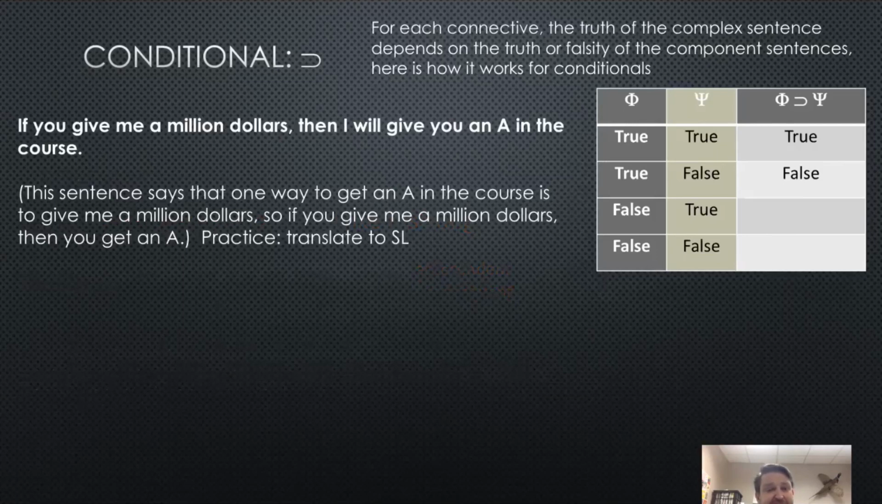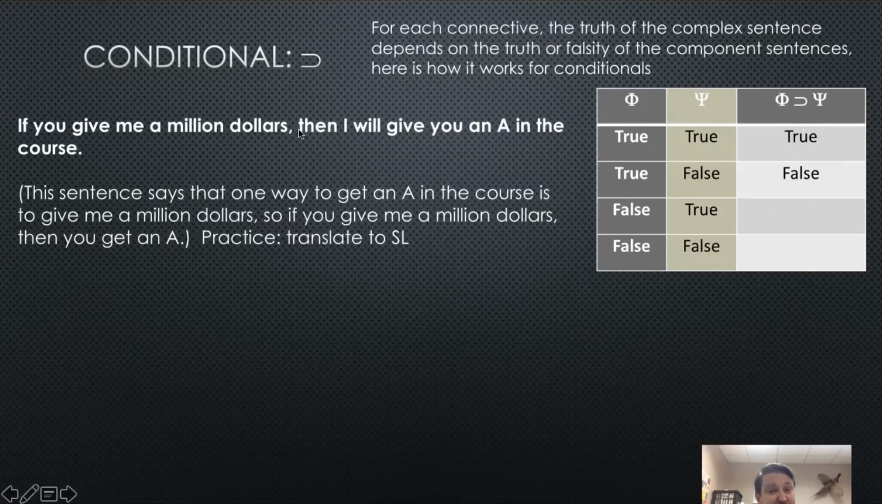So consider this sentence. If you give me $1 million, then I will give you an A in the course. All right, now suppose that you give me $1 million and I give you an A in the course. Well, then this sentence follows the pattern, and it turns out to be true. Suppose you give me $1 million and I don't give you an A in the course, then I have lied in saying this. This sentence turns out to be false.